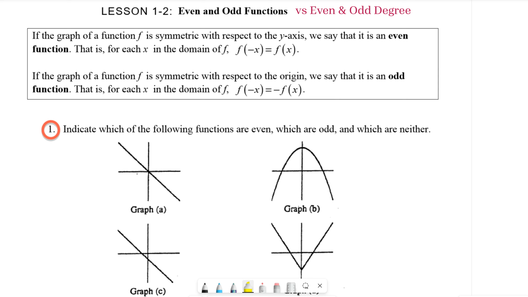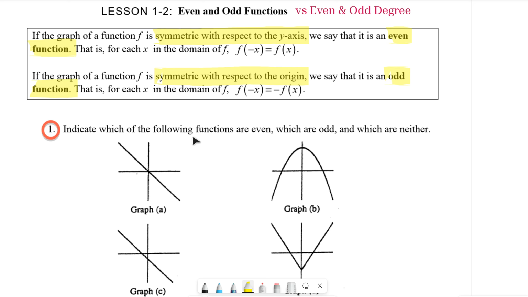Well, we're going to focus primarily first on the graphical approach. So again, when we're talking about even, there's going to be symmetry with respect to the y-axis. This has to do with even functions. And then with odd functions, there is symmetry with respect to the origin. We call that the odd function.